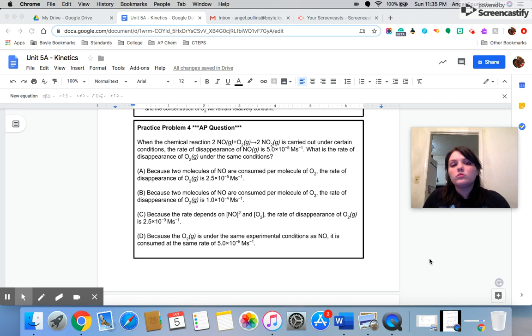And so if we didn't know what section this was coming from, because you know that this is coming right after the relative rate section, right? But on the AP exam, you won't. So here's what we need to do.